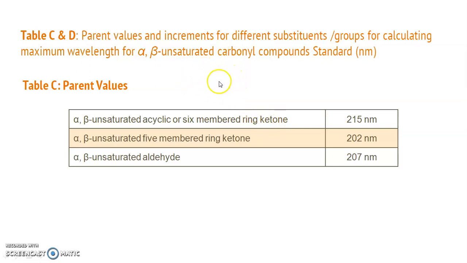Adjacent to that is an alpha carbon, and adjacent to that is a beta carbon, and there is a double bond between the alpha and beta carbon. So if it is an alpha beta unsaturated acyclic or 6-membered ring ketone, we need to assign 215 nanometer as a parent value. For alpha beta unsaturated 5-membered ring ketone, we assign 202, and for alpha beta unsaturated aldehyde, we assign 207. These are the parent values.